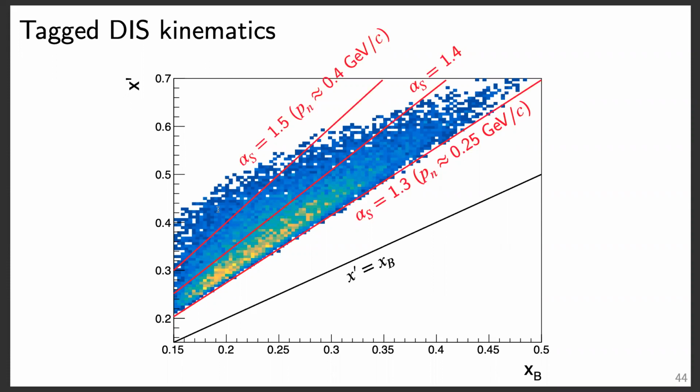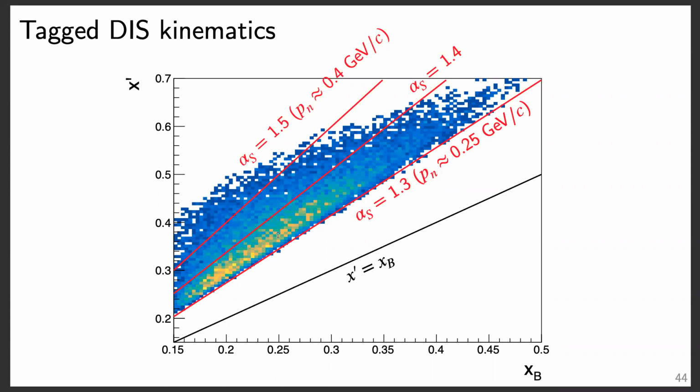But that's not what we're doing. What we're doing is we're actually fixing alpha S. We're looking at a bin of alpha S. And so the way we're driving X prime is by increasing X Bjorken. And so really all of the X prime dependence that we see here comes from you're looking at the same kind of population of neutrons, and you're just increasing the inclusive X Bjorken.